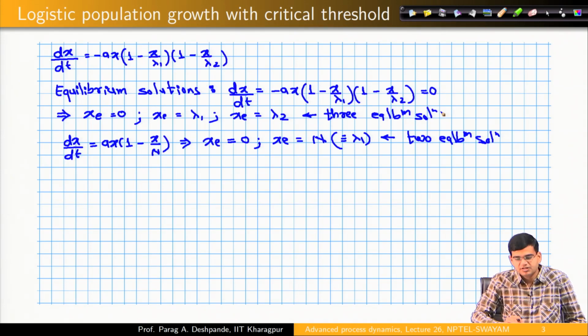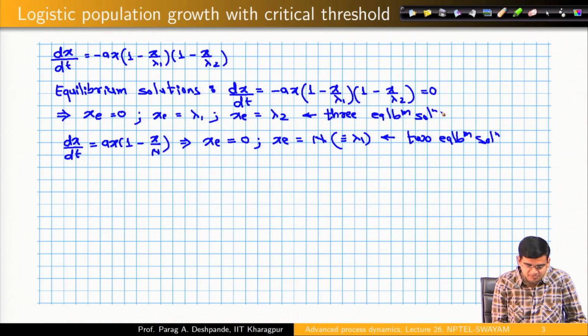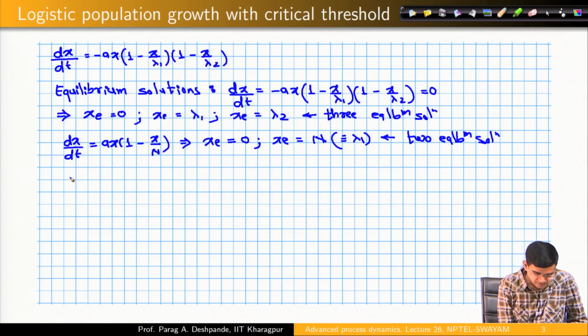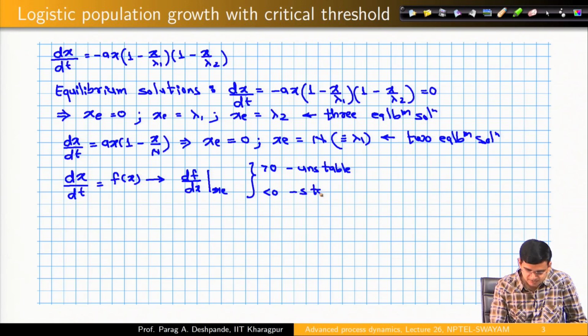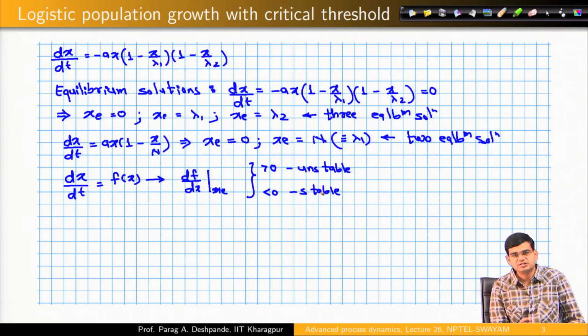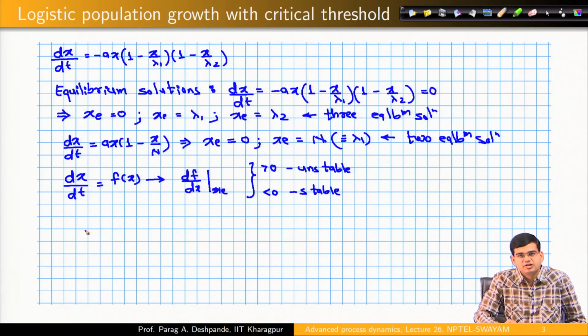So, let us try to find out from this equation whether the solutions are stable or unstable. How do I determine whether they are stable or unstable? If I write dx/dt = f(x), then I determine df/dx at the equilibrium solution, and if this is greater than 0 it means an unstable solution, and less than 0 means a stable solution, right. So, we need to check this for x_e = 0, x_e = λ1 and x_e = λ2.